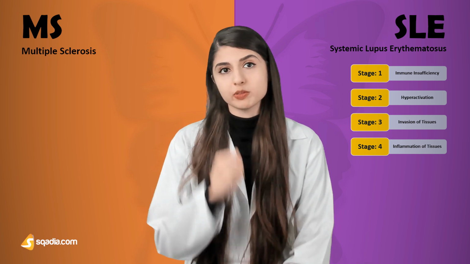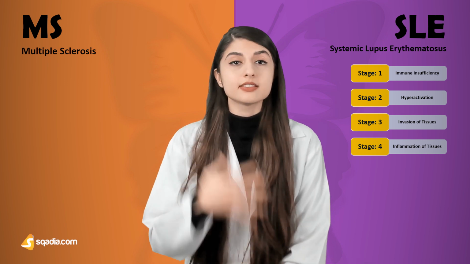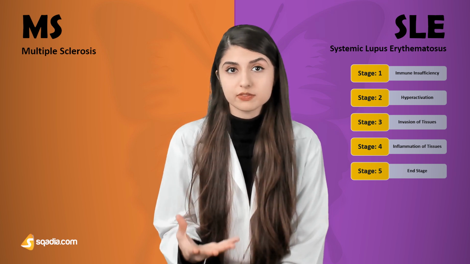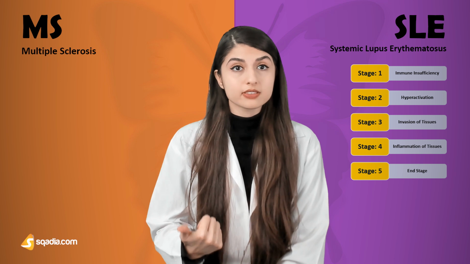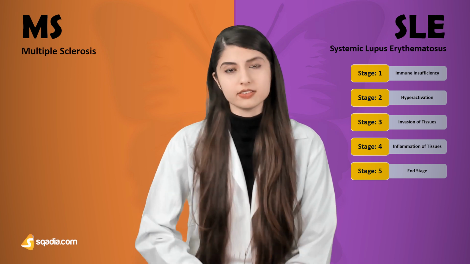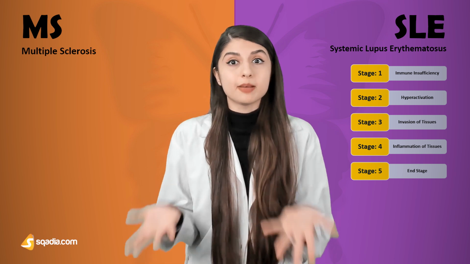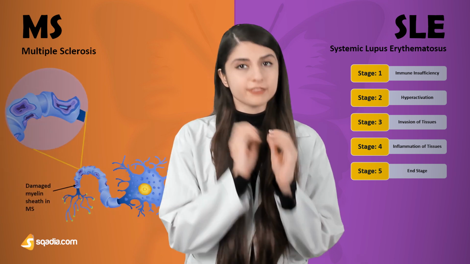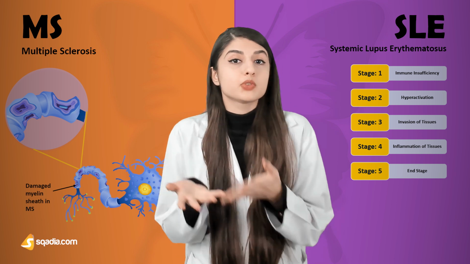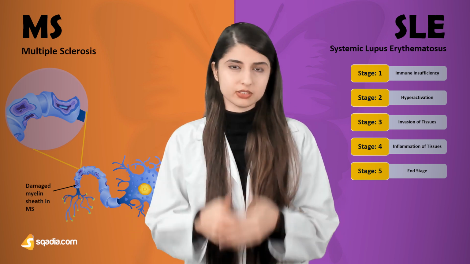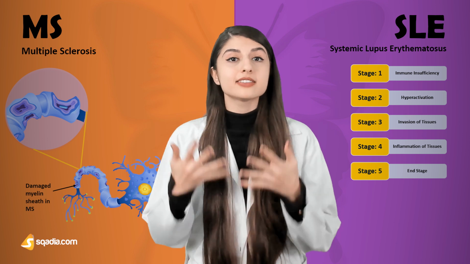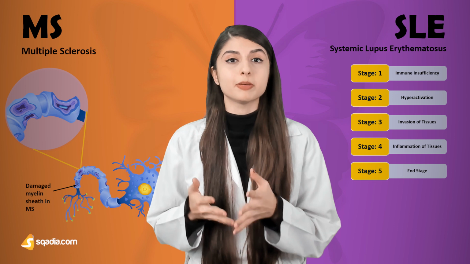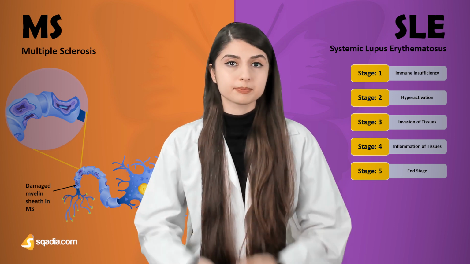Now, stage 4 is where the disease is in an active state. Inflammation of tissues will be caused here. And in stage 5, there is organ destruction as a result of this inflammation, fibrosis, and progress to the end stage. So what is happening in MS? The myelin sheath is mainly affected, and the symptoms we observe in MS are a result of that. And in SLE, multiple organs are affected and attacked by the immune cells in our body.